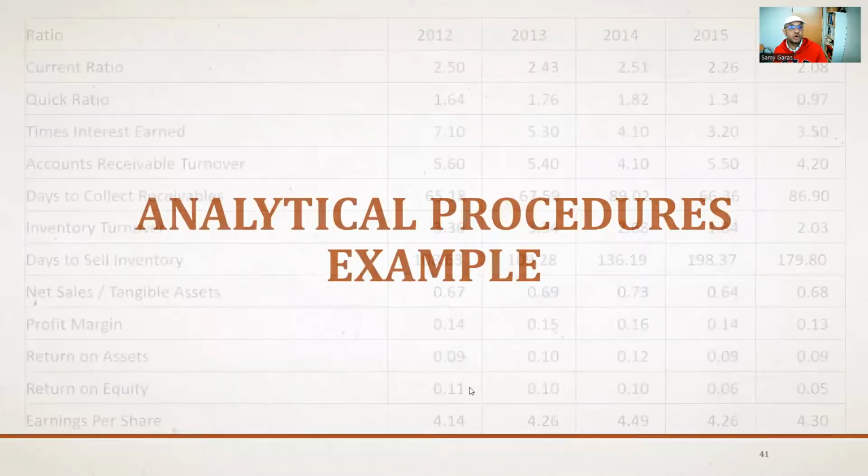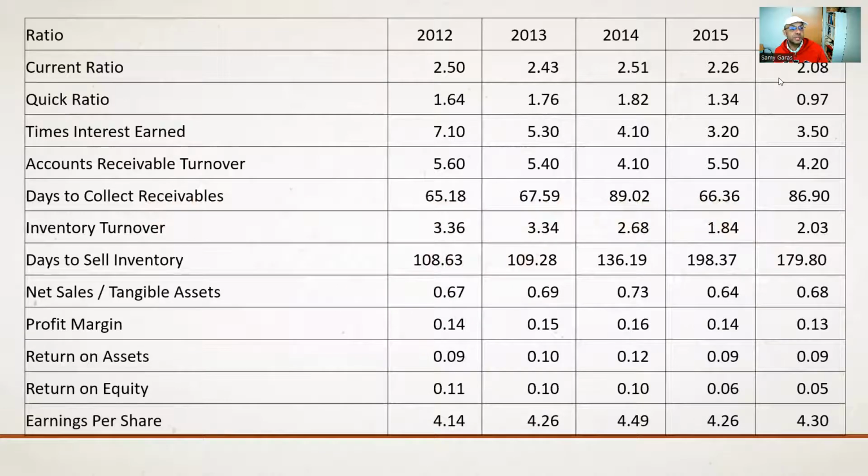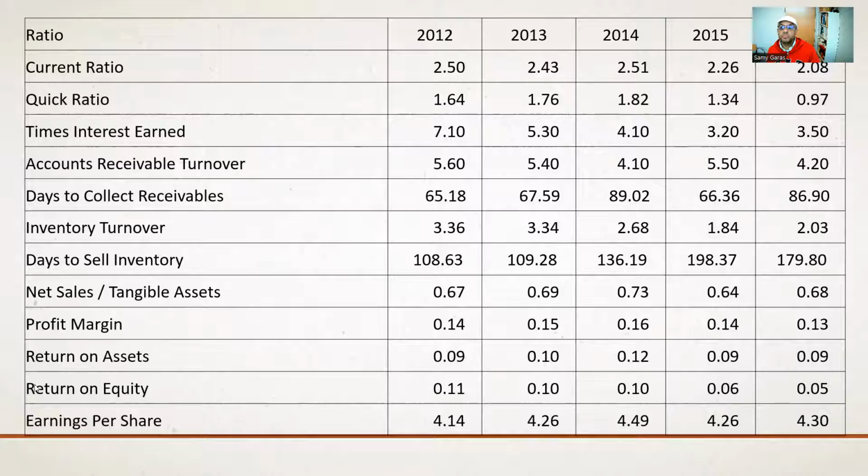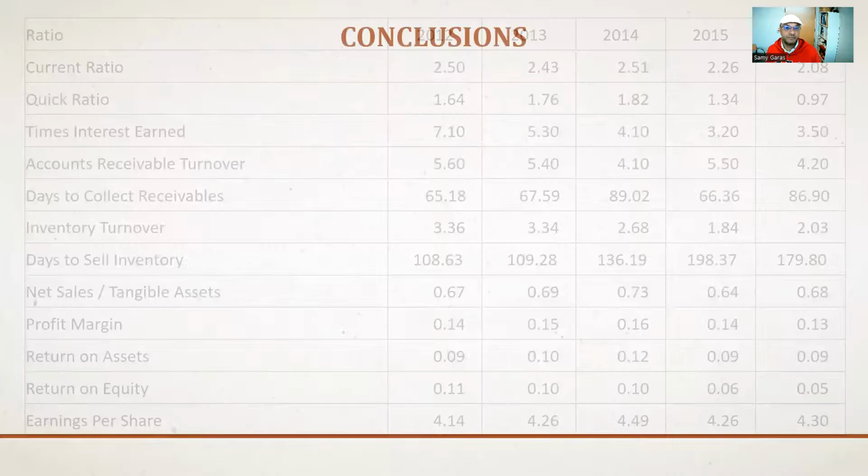So let us take a look at this example. In this example, as you can see here, I gave you 5 years, 2012 up to 2016. And here there are some ratios. Feel free to stop my video and take a look at the numbers here. But for the sake of the video time, I'm going to make some analysis and I will leave the rest for you to meditate upon those numbers and try to come up with conclusions for yourself.